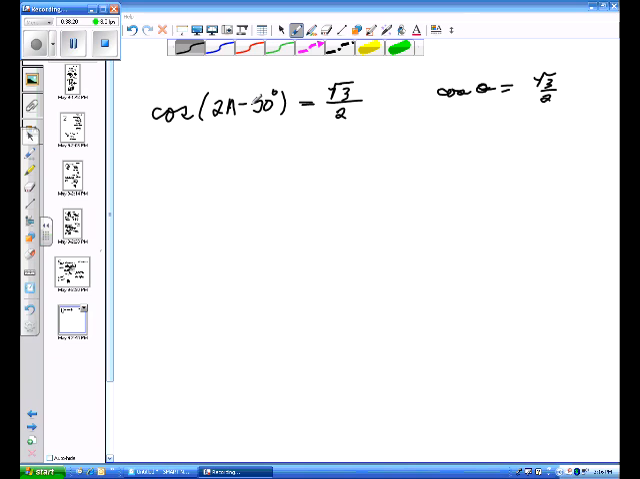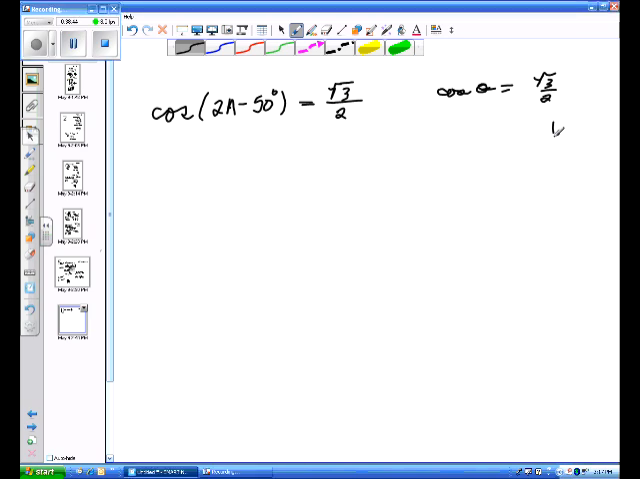But we've got the cosine of twice a minus 50 degrees equals square root of 3 over 2. And we solve this the same way we would solve the cosine of an angle equals square root of 3 over 2. We're just getting all of our possibilities. So what we're looking for is what angle has a cosine of square root of 3 over 2. And we know that that's 30 degrees if it's in the first quadrant and 330 degrees if that is in the fourth quadrant, because our cosine is positive.